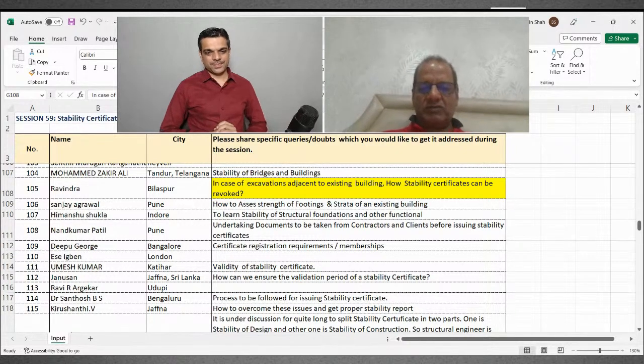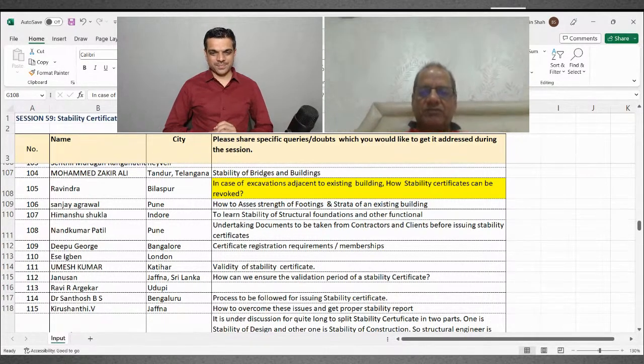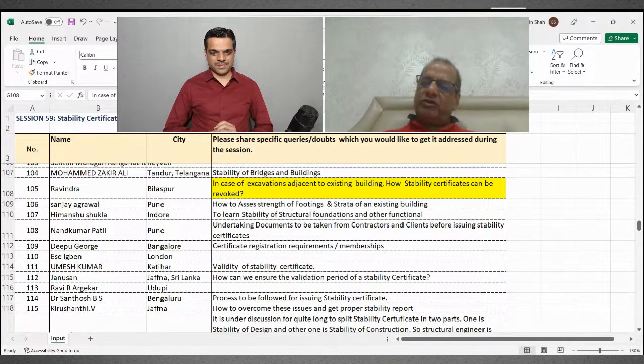The matter is in the court. I was called as an expert. So the stability certificate of the existing building automatically goes null and void. You don't bear any responsibility for damage caused by somebody's adjacent building. Nothing.